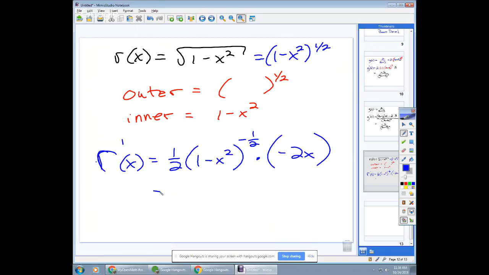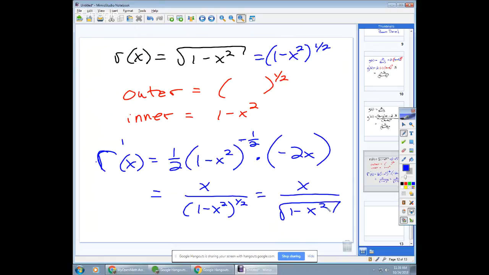And please pause to clean this up. So let's see, we have a 1/2 times a negative 2. I like that. And then maybe I could take that negative, put it in the bottom. So then I'm going to get x over (1 minus x squared) to the power 1/2. If you like square roots, then it's x over the square root. Wait, it's negative x over. Because it's x times negative 2. A positive times a negative is a negative. Negative x over. Yep.